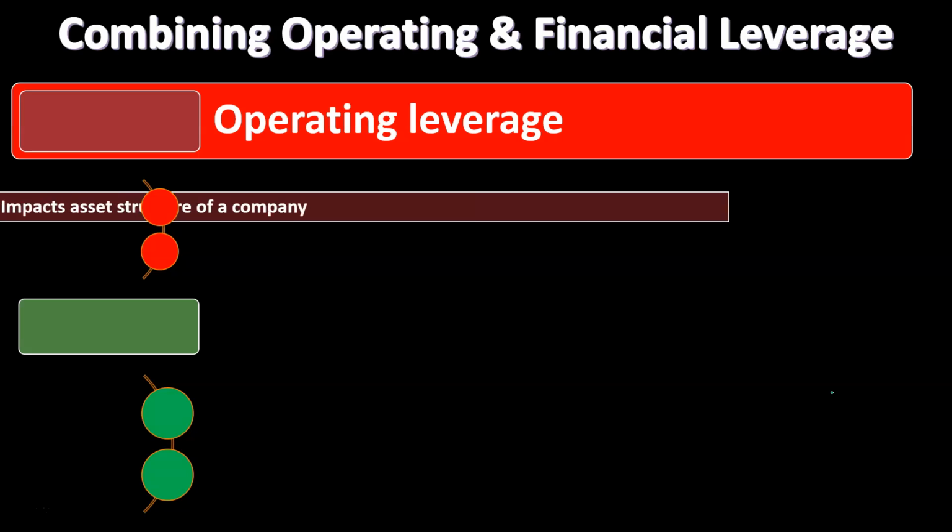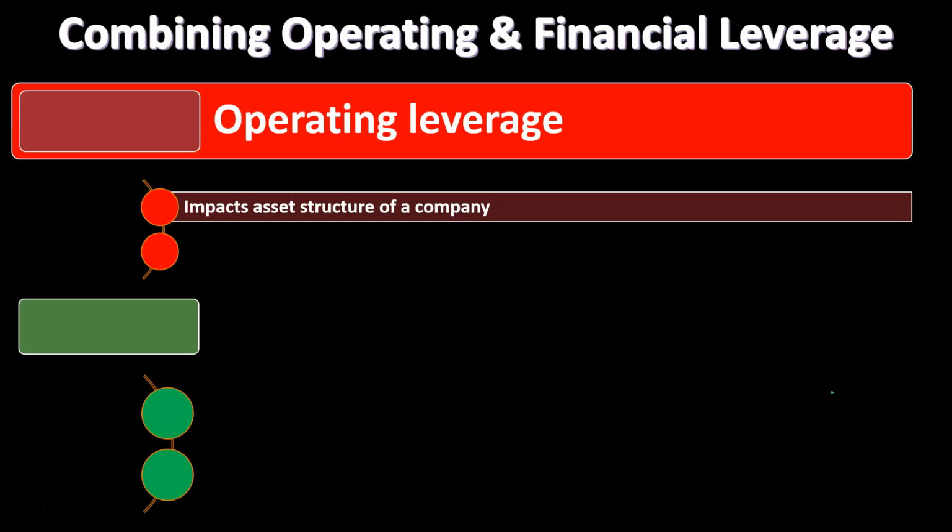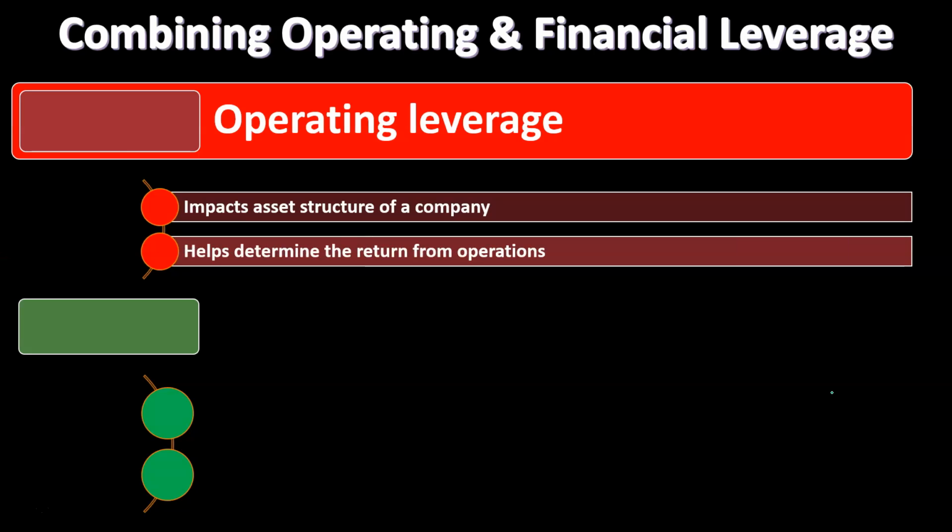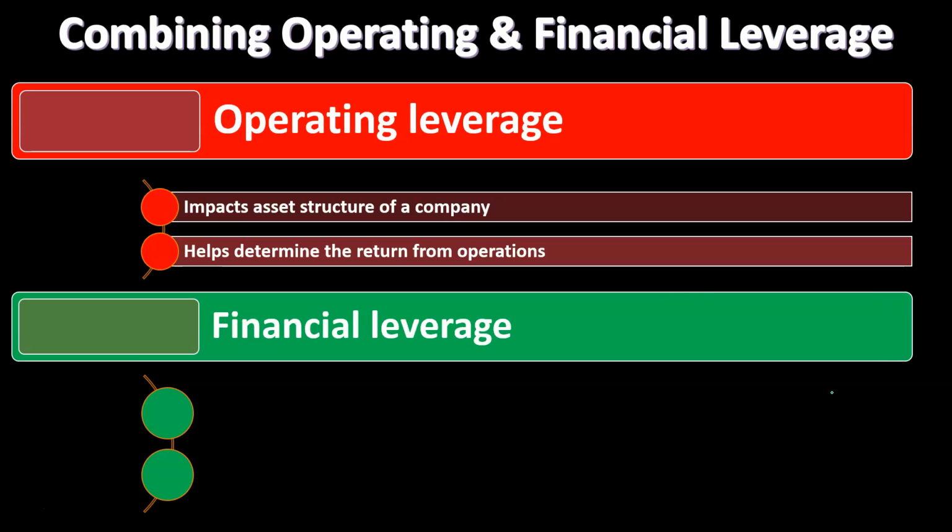You'll recall that operating leverage has impacts on the asset structure of a company. For example, if we have more fixed assets, we might have higher fixed costs, like the depreciation related to the asset structure, which helps determine the return from operations. So our return on operations will depend on our operating structure, the format being cost behavior, variable costs versus fixed costs. We can then help determine what's going to happen with different sales volumes if we know the behavior of our costs, broken out between variable and fixed costs.